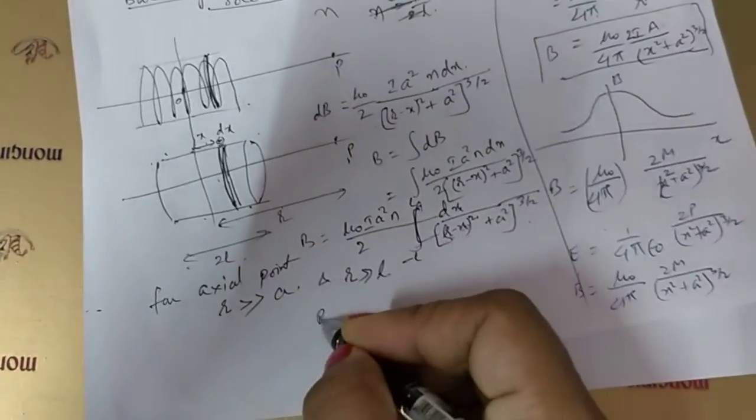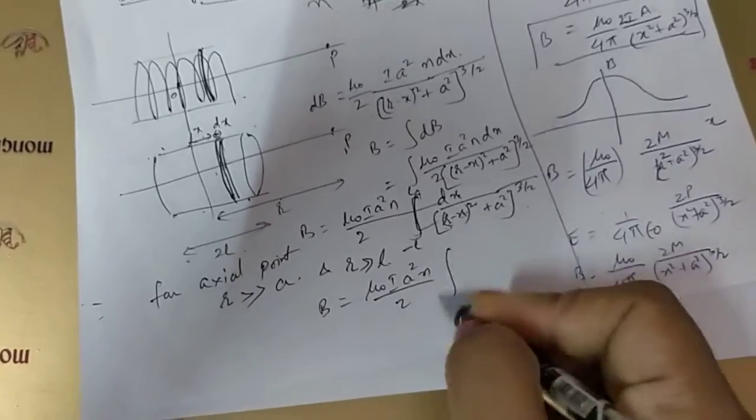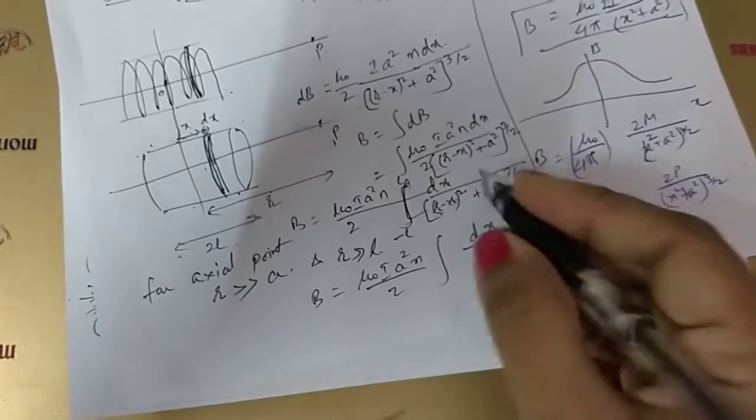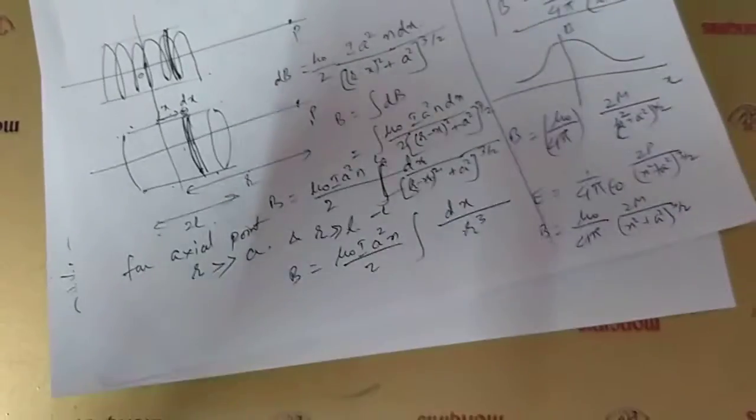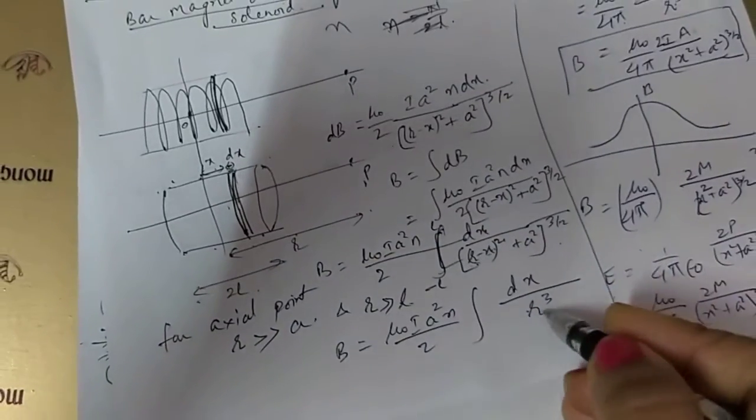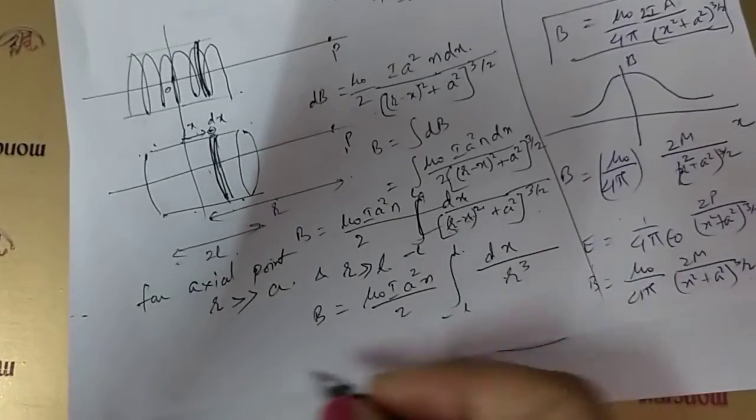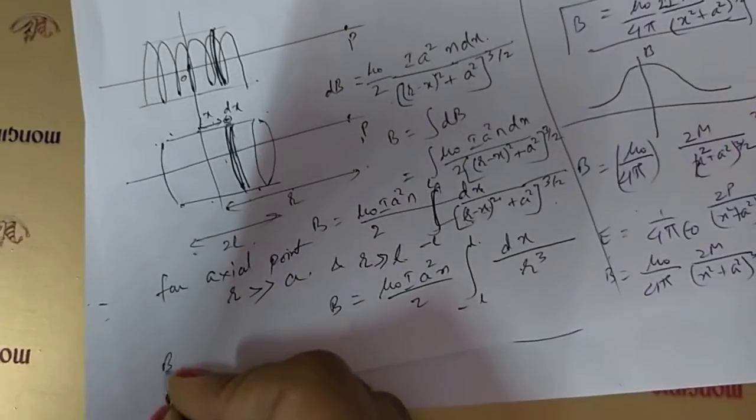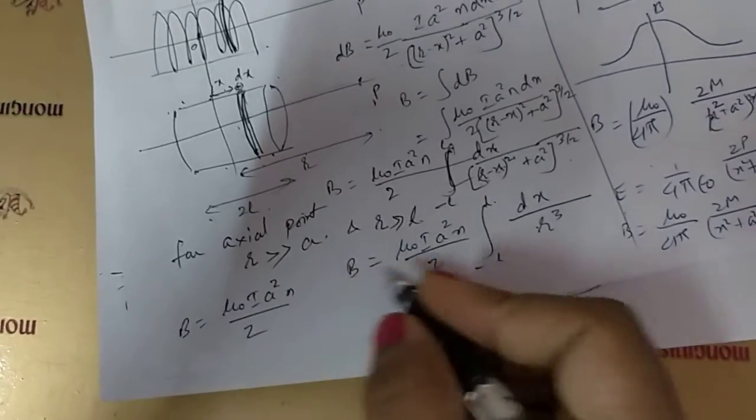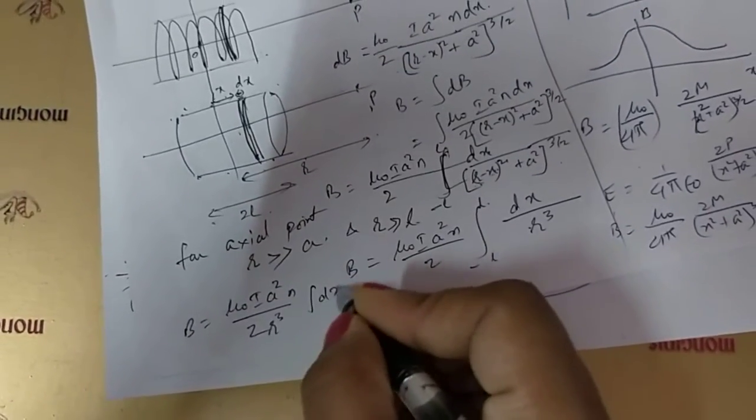So what I'll get in this special case is mu naught by 2 dx upon, what is left, only r square raised to power 3 by 2, which is r cube. And r is a constant, so r can be taken out, and only the dx integration will be left. So B will be equal to mu naught I a square n upon 2 r cube, and dx from minus l to l.